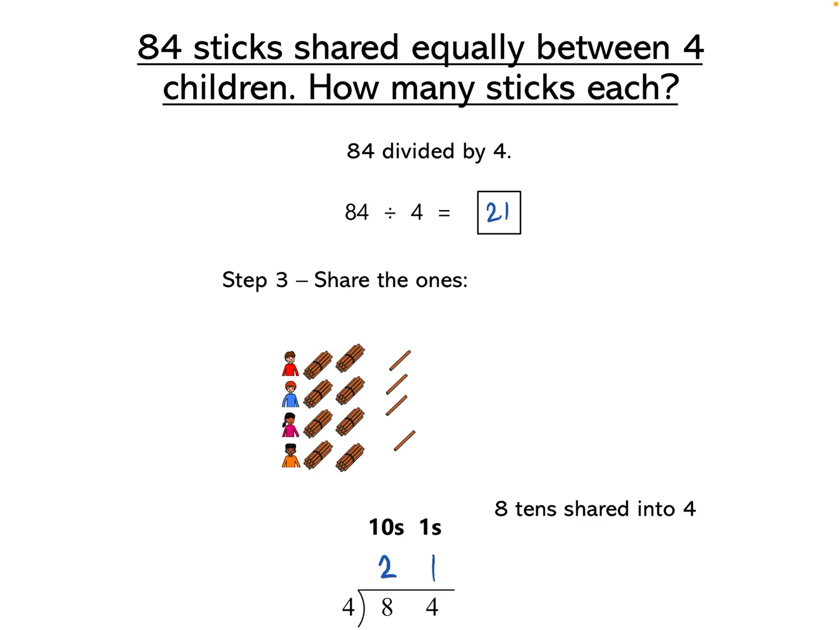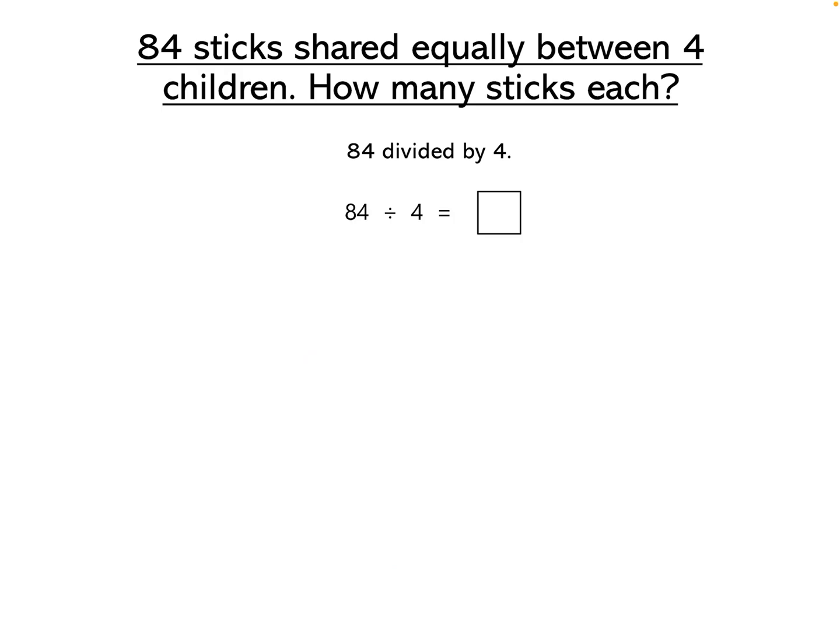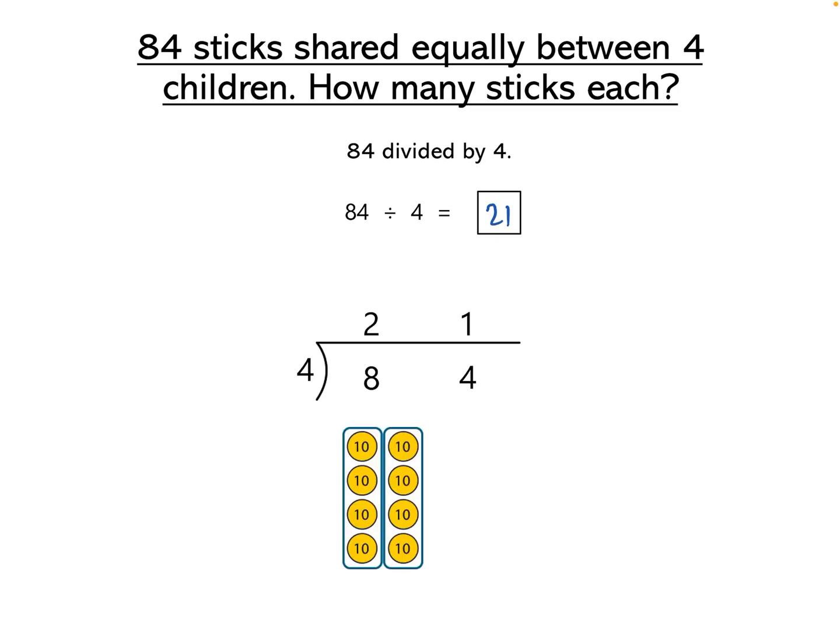Now let's look at that a little bit deeper. What does that actually mean? How did we get 21? So here we go, we've got our 21. Let's represent this and zoom in a little bit. So that's what we had. We've got our 84 divided by 4 is 21. Well, what does that mean?